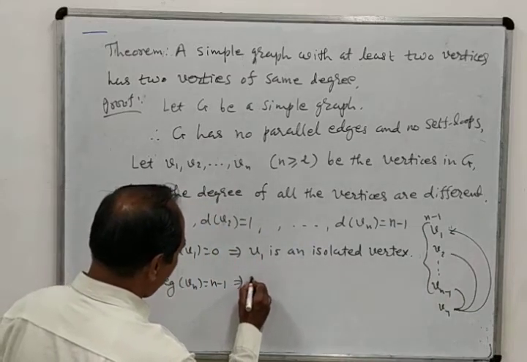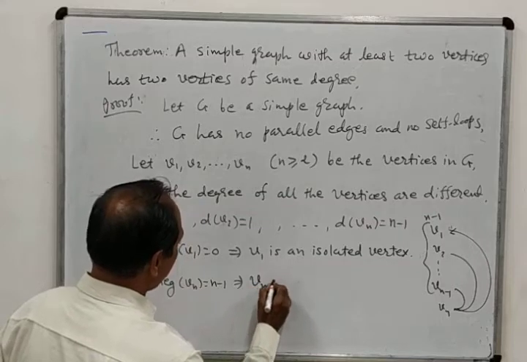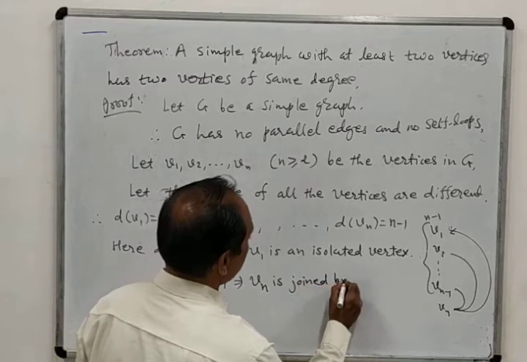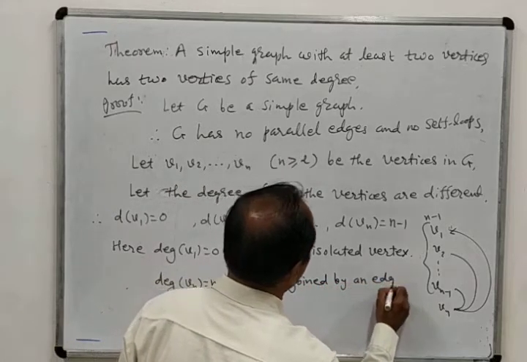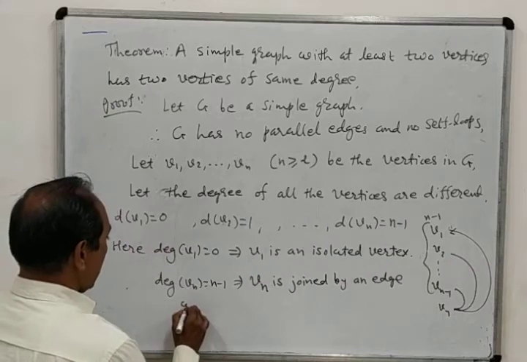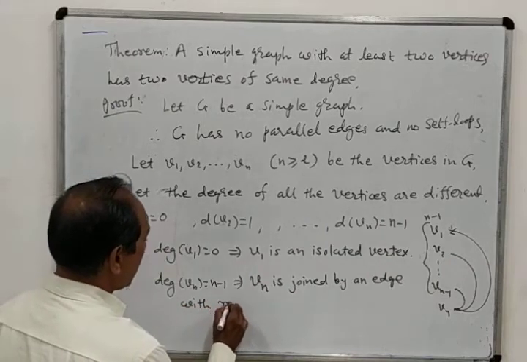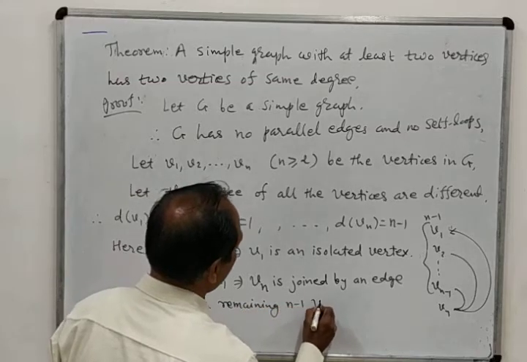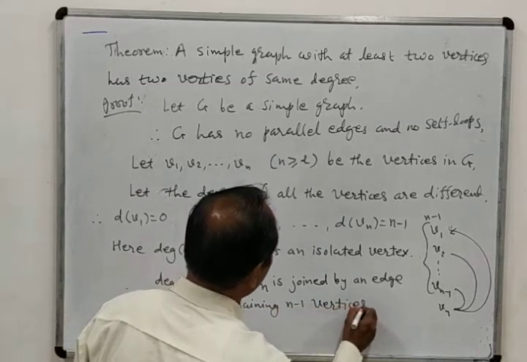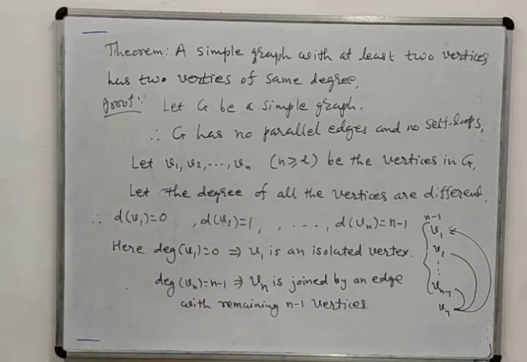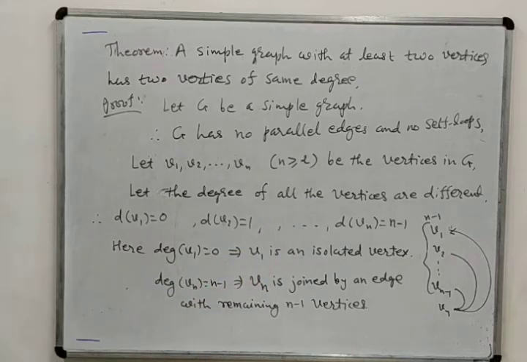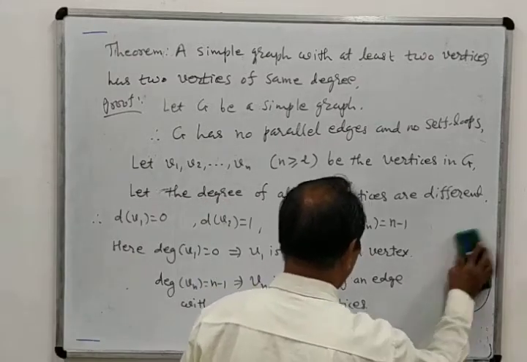That means we can write down the same thing here: this implies that Vn is joined by an edge with the remaining n minus 1 vertices. Obviously, because as per our assumption degree of Vn equals n minus 1, so Vn is connected with the remaining n minus 1 vertices by a single edge to each vertex.